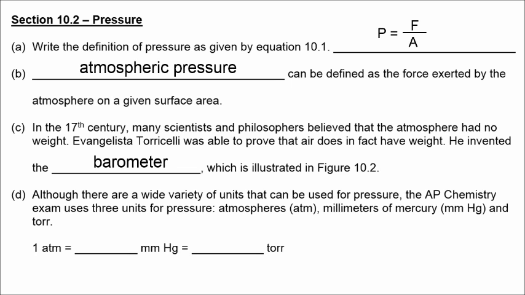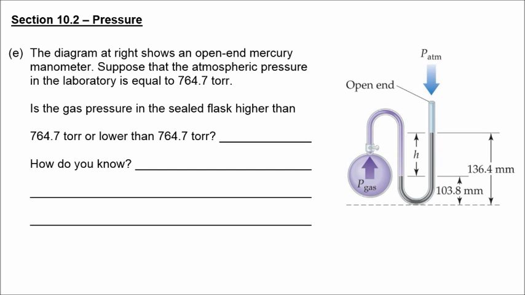Although there are a wide variety of units that can be used for pressure, the AP Chemistry exam uses 3 units for pressure: atmospheres, millimeters of mercury, and torr. And those 2 units are equivalent. There are 760 millimeters of mercury, or 760 torr, in 1 atmosphere.